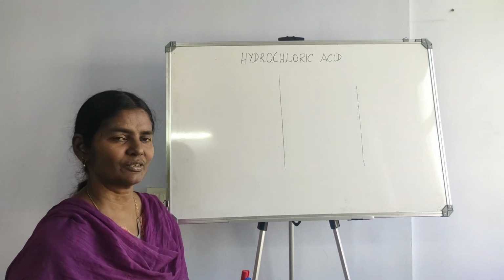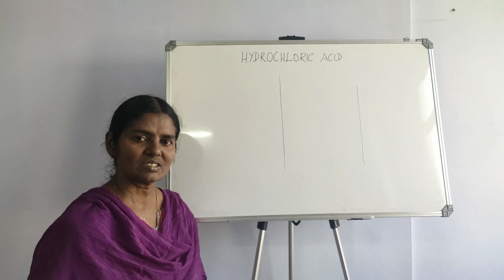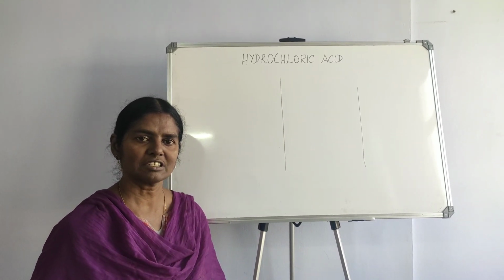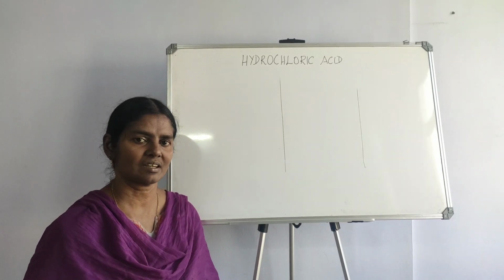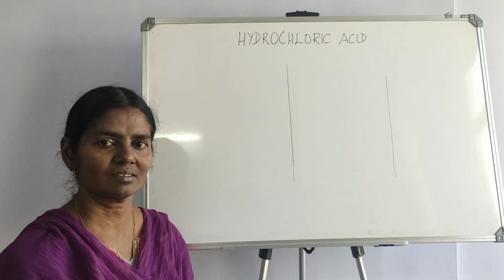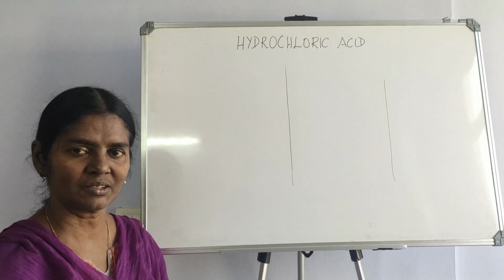Hi everyone, today we are going to look into hydrochloric acid. As we saw, hydrogen chloride is highly soluble in water. So the first thing that we can think of is, why not dissolve hydrogen chloride in water and then we get hydrochloric acid. Yes, that is the way, but there is a method to do it.